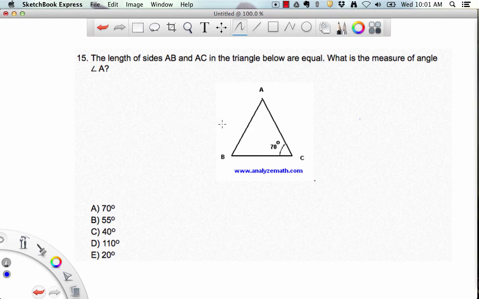And I actually want to make some mark on that. A lot of times mathematicians use these little marks, or you could write down information somewhere else, just jot it down. What is the measure of angle A? So this one here. Okay, so AB and AC are equal.